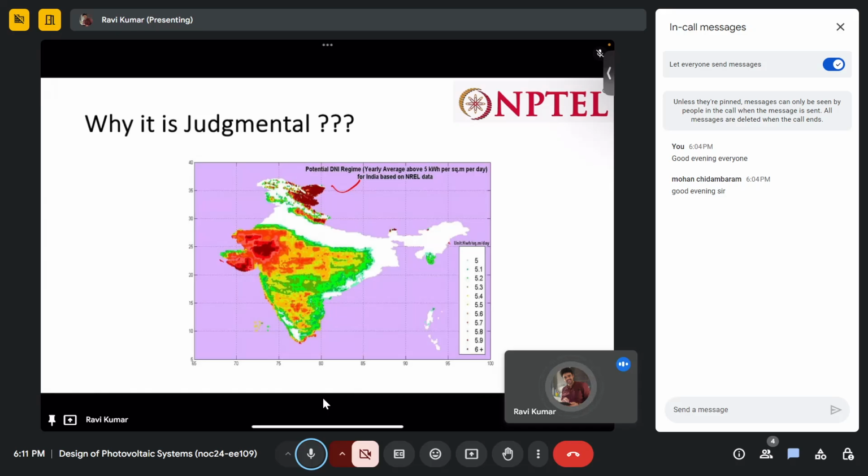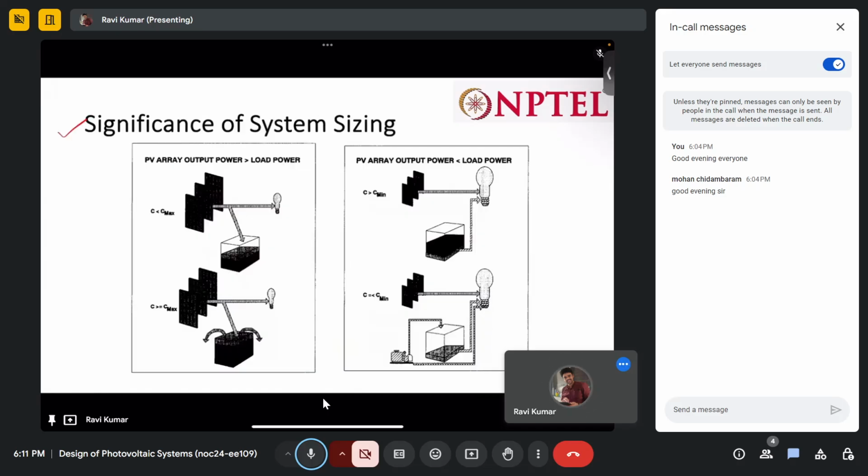So what is the significance of designing a system? Sometimes we may end up over designing or under designing. So let us consider one case.